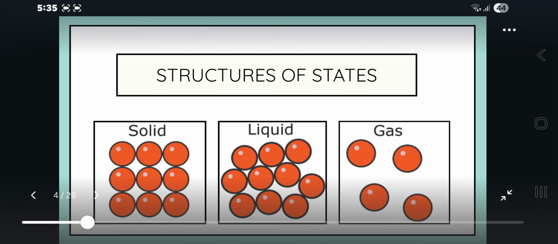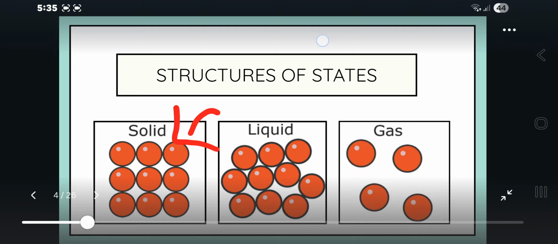Structures of states. Here are some structures that you need to memorize by yourself. First of all, you have only 3 structures. You need to memorize these 3 structures. They are really easy. First structure is solid. In solid, the particles you can see are tightly packed and arranged. Can you see any space between them? No, they don't have any space because they are joined together.